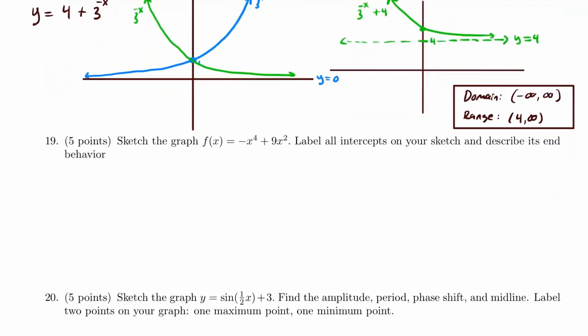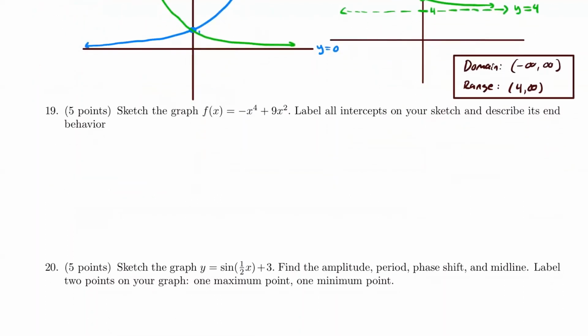For number 19, we're going to sketch this polynomial. So the leading term is right here. That's the leading term. So the degree is 4, which is even, and there's a -1 in front of it, which is the leading coefficient. So it's going to behave like this at the end. So that's the end behavior.